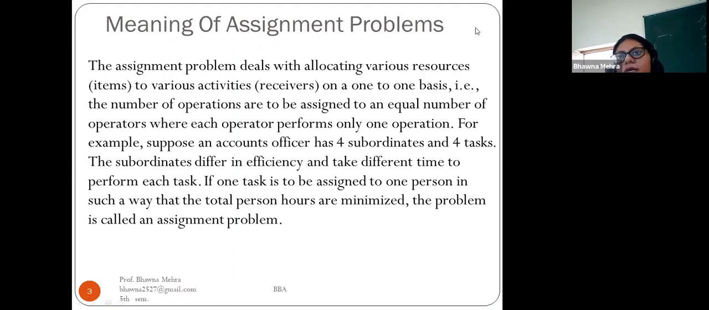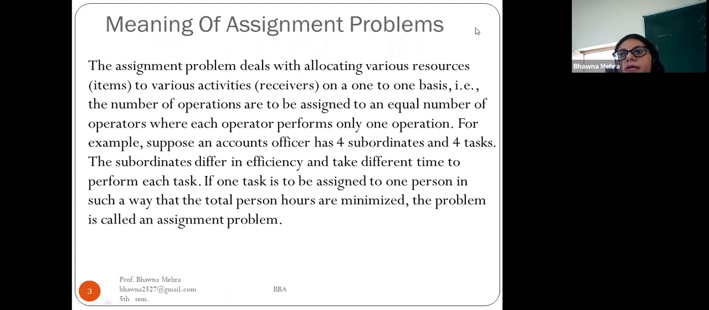For example, suppose an accounts officer has 4 subordinates and 4 tasks. The subordinates differ in efficiency and take different times to perform each task. If one task is to be assigned to one person in such a way that the total person hours are minimized, the problem is called an assignment problem.